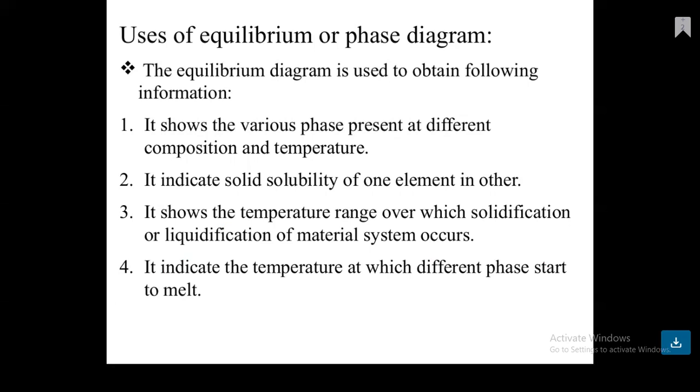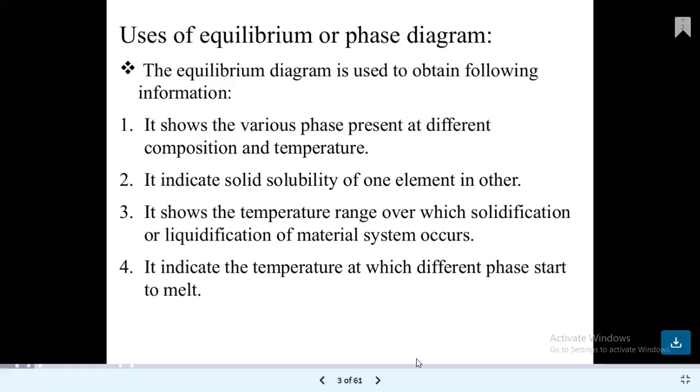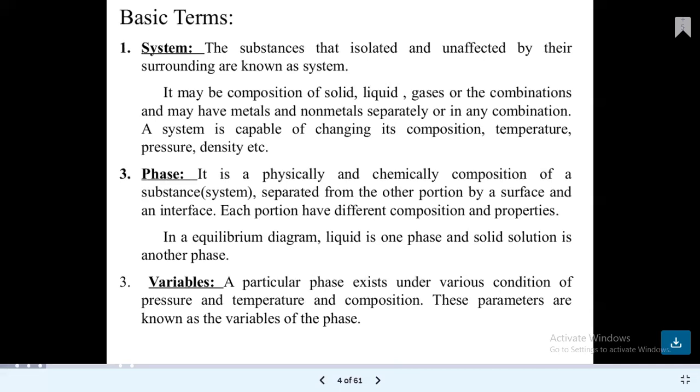Third, it shows the temperature range over which solidification or liquefaction of the material system occurs. The range goes from minimum to maximum. In between, how much temperature range is available, that is called the temperature range. So if the range is 15 degrees Celsius, 0 degrees Celsius is minimum and 15 degrees Celsius is maximum. So 15 minus 0, this is the range in that condition. It also indicates the temperature at which different phases start to melt. So at different temperatures, different phases change or start melting.